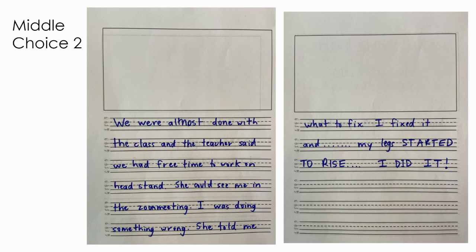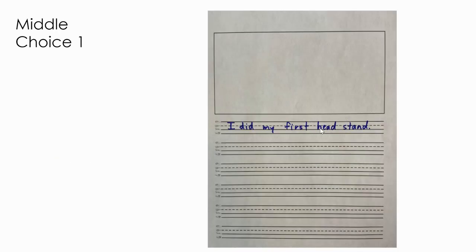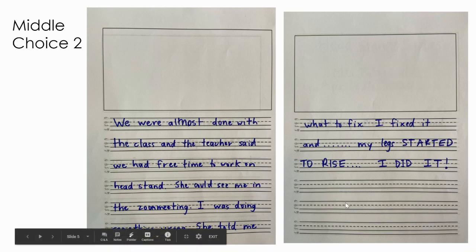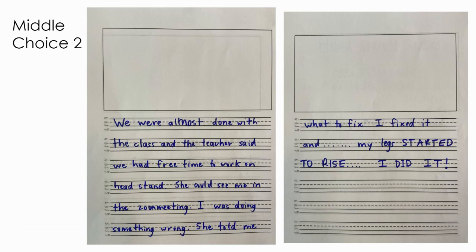We were almost done with the class, and the teacher said we had free time to work on a headstand. She could see me in the Zoom meeting. I was doing something wrong. She told me what to fix. I fixed it, and my legs started to rise. I did it. Boys and girls, which choice do you think is the best? Choice number 1, I did my first headstand, or choice number 2? You're right. Choice number 2 includes the most details and tells the reader the most about what happened.